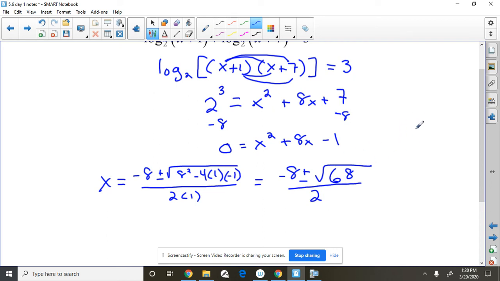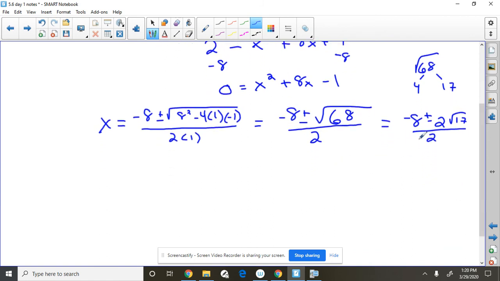And then I'm going to simplify square root of 68. 68 is 4 times 17. So negative 8 plus or minus 2 square root of 17 all over 2. And I have two answers here. I'm going to cancel out the 2. So I have negative 4 plus square root of 17 and negative 4 minus square root of 17. And just a reminder, when you cancel out this 2, I have to divide both the 8 and the 2 in the numerator by 2.